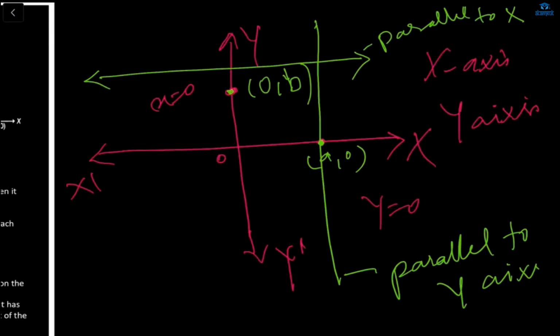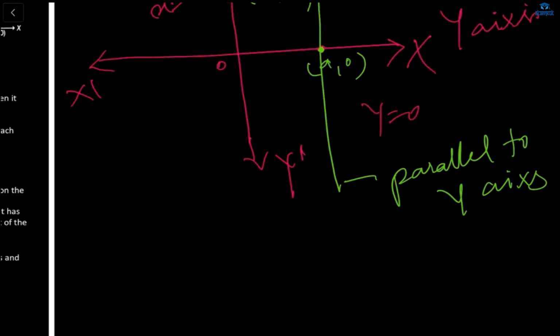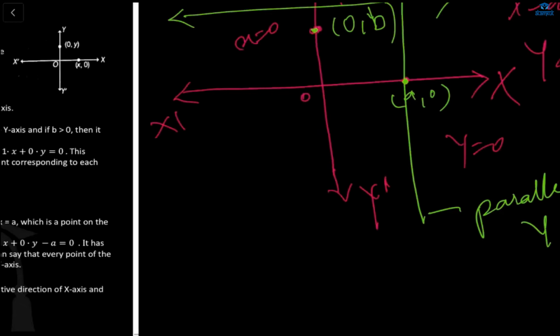Now we are going to discuss these lines which are parallel to the axes. That means one of the coordinates is 0, either x is 0 or y is 0. So how are we going to solve these, or what will be the equation? Let me give you a brief picture here.